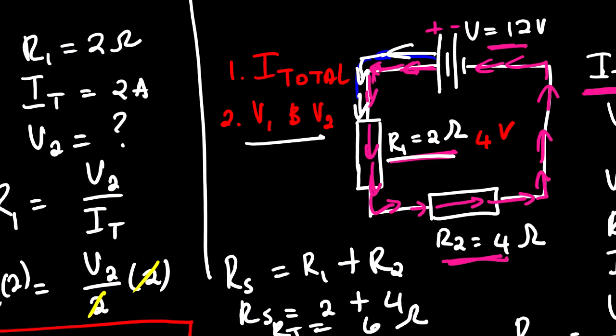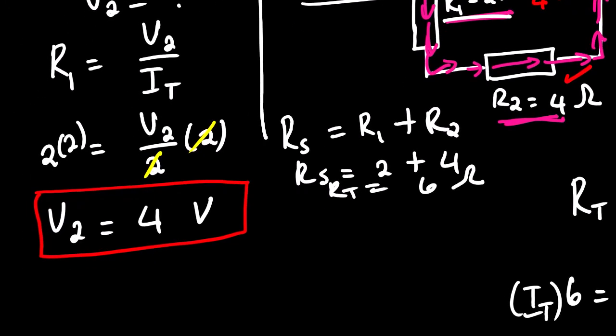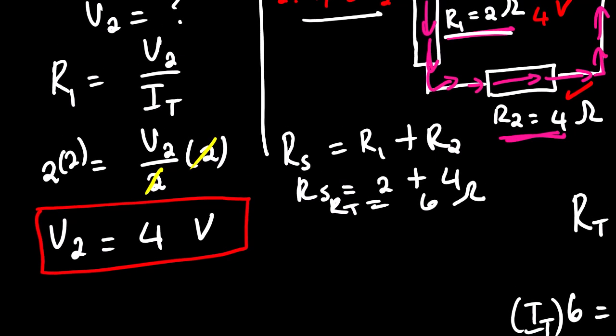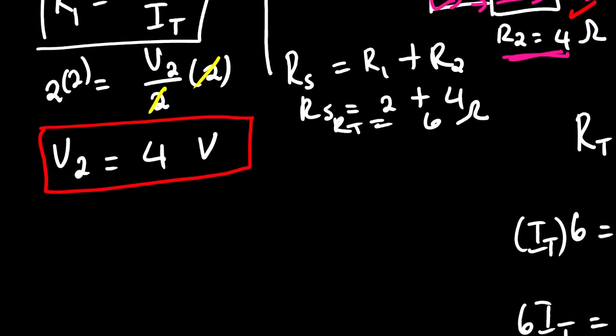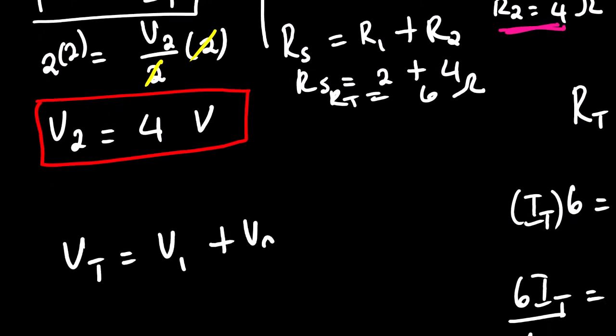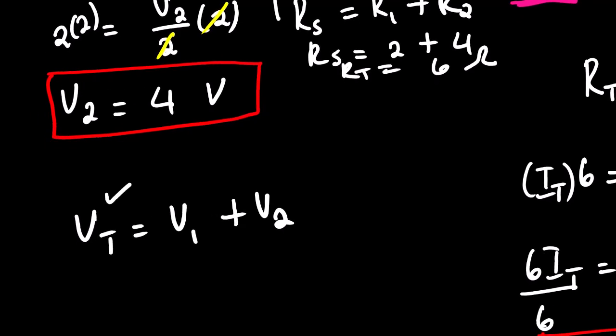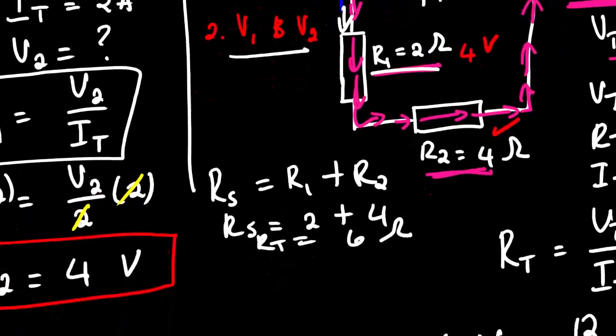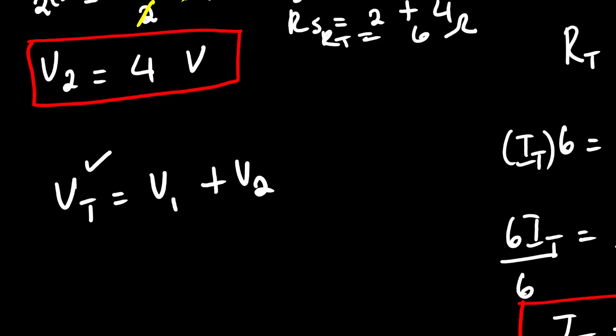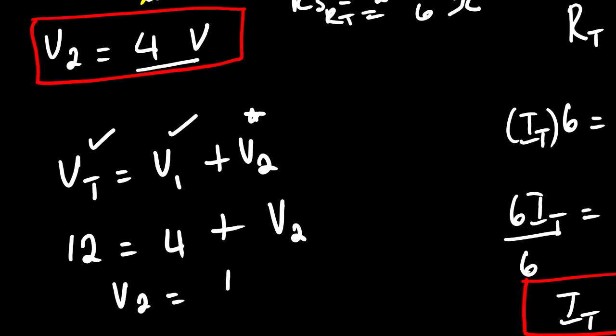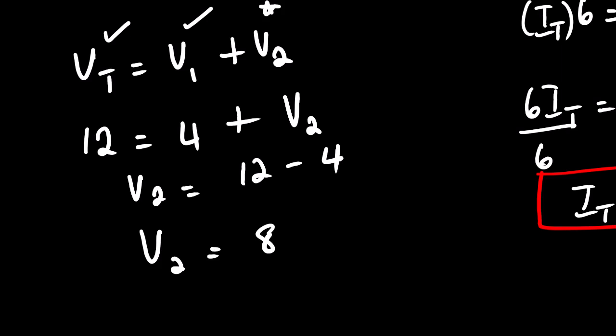There are 2 ways whereby we can calculate the potential difference across R2. How can you do it? Either we can use the very same method, or we can use V total is equal to V1 plus V2. Either way, the answers will be the same. We have V total as 12 volts, and V1, the potential difference across R1, we have it, which is 4. Then we can solve for this. So we have 12 is equal to 4 plus V2. V2 is equal to 12 minus 4, we have 8.